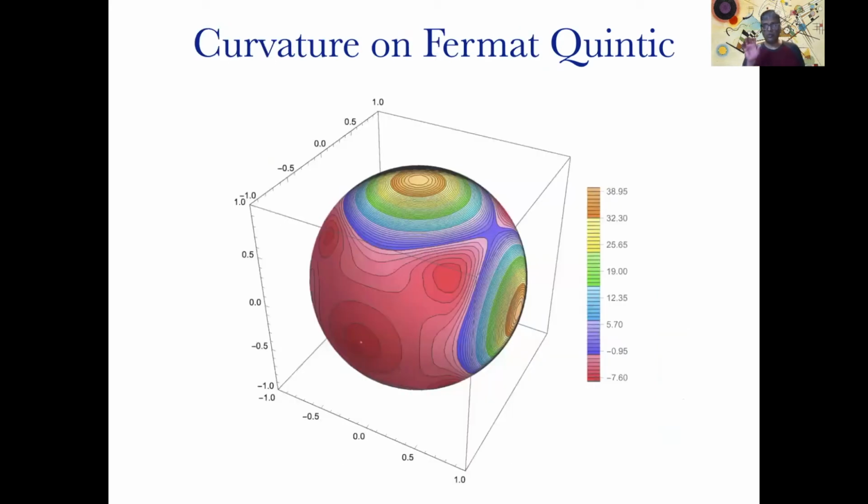Here, I've set z1 equal to 0 and looked at the real parts of 3 of the other coordinates. And we notice that on the Fermat quintic, the curvature of the Fubini-Study metric is certainly non-vanishing.